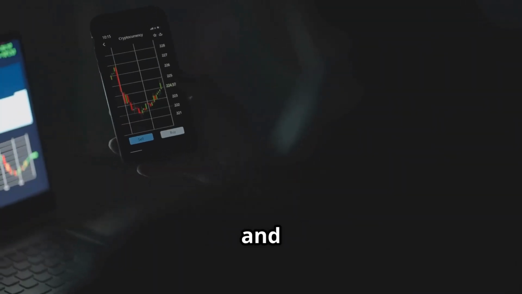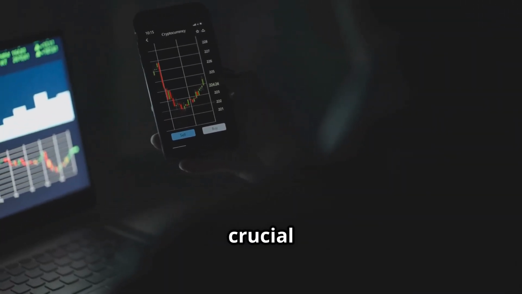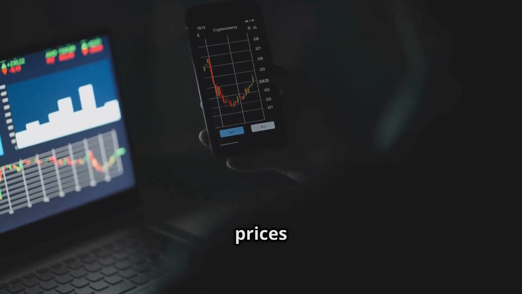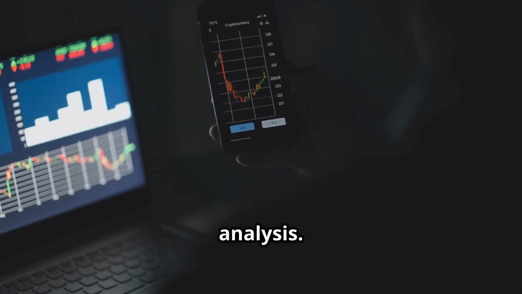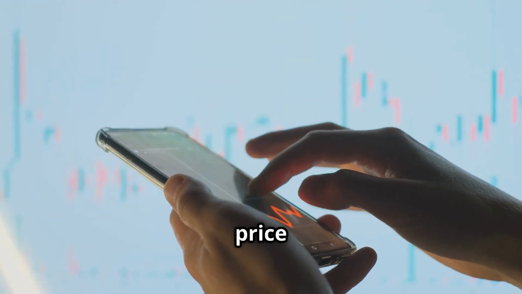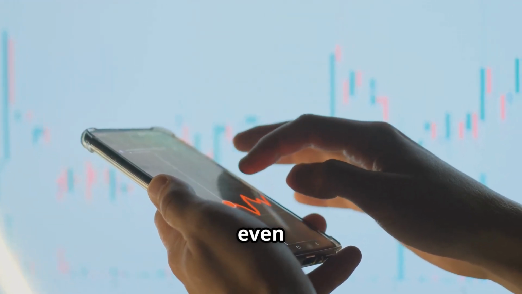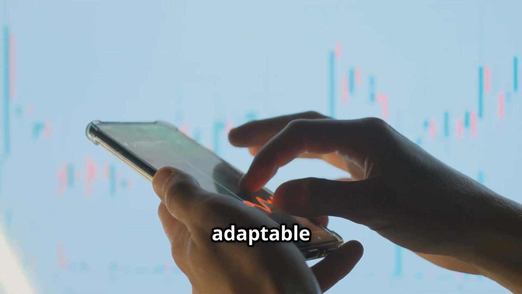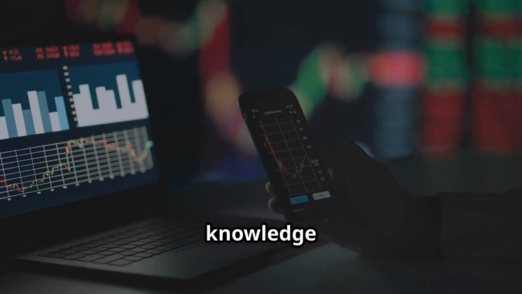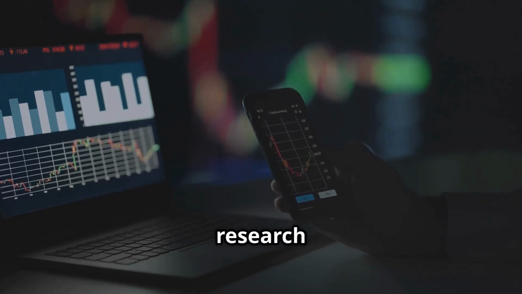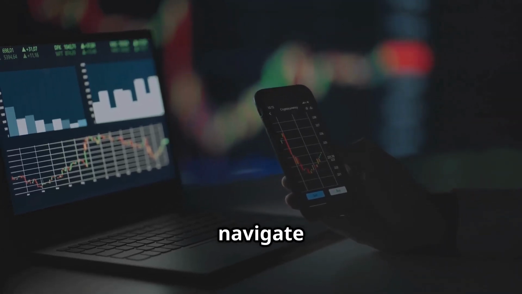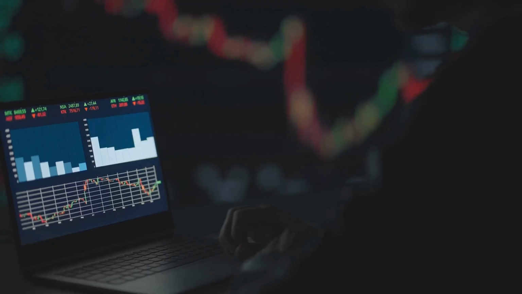Understanding market sentiment and stock volatility is crucial for making informed investment decisions. These factors can influence stock prices beyond fundamental analysis. These factors can cause a stock's price to fluctuate significantly, even if the company's fundamentals are sound. Staying informed and adaptable is key. Combine your knowledge of financial ratios with your own research for better investment decisions. This holistic approach can help you navigate the market more effectively.